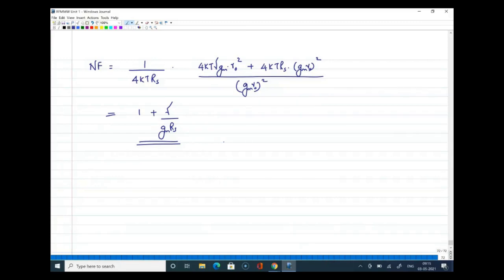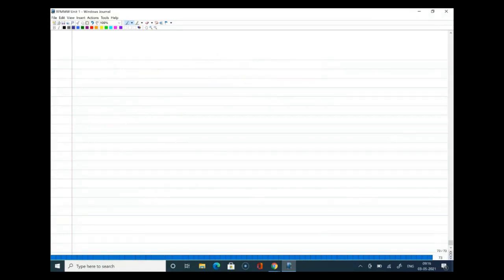I hope this calculation is clear. If it is clear, can I get some response in the chat box? All right, okay. So we will quickly see the noise figure in a cascaded stage. If you have questions, we will definitely discuss at the end of the class. Noise figure of cascaded stage.